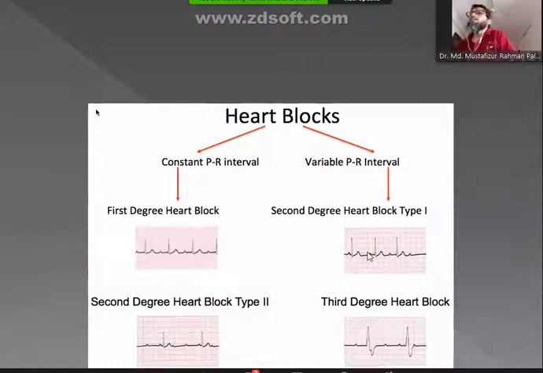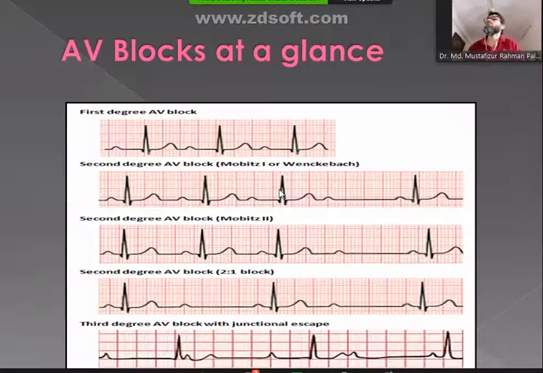So in a nutshell, we can see the heart blocks. We can see the PR interval. By seeing the PR interval, we can summarize it. That is, if it is a constant PR interval, it will be either first degree heart block or second degree type 2. If it is a variable PR interval, it will be type 1 second degree or third degree heart block. So by looking at this, we can diagnose the heart blocks.